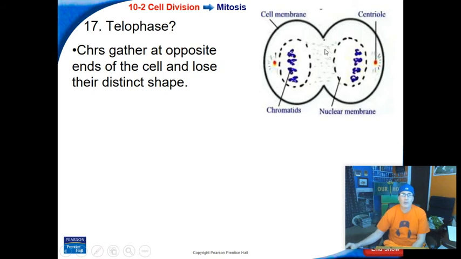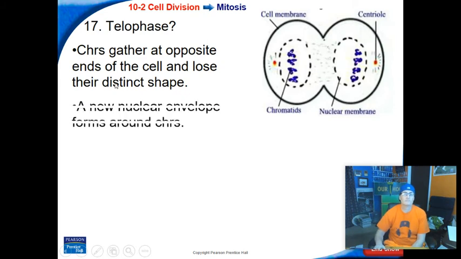Bummer. This is called a cleavage furrow. Okay, cleavage furrow. I'll have you guys draw that when you do your mitosis drawings. A new nuclear envelope is forming, which is important because now these chromosomes need to be protected. The DNA needs to be protected inside of the nucleus.